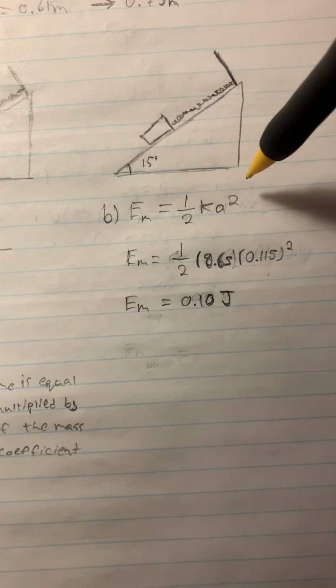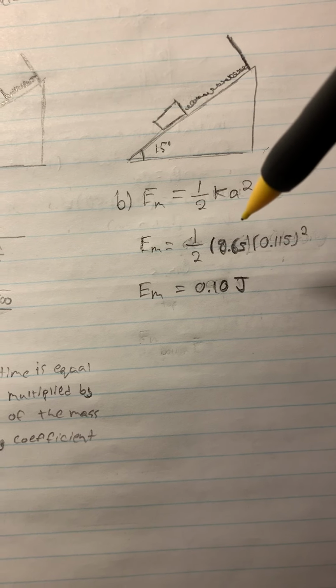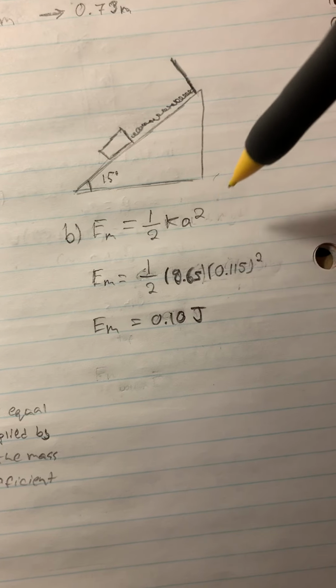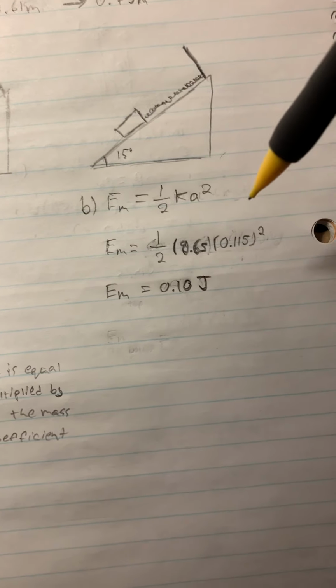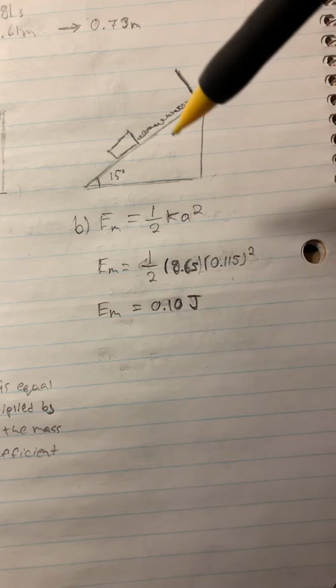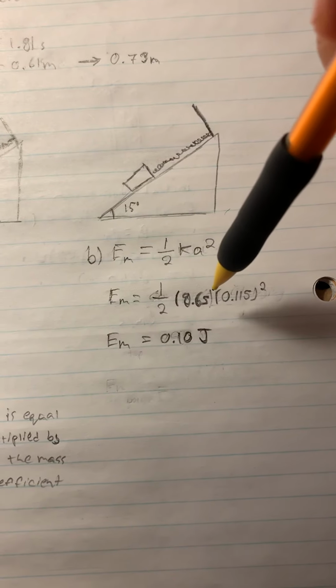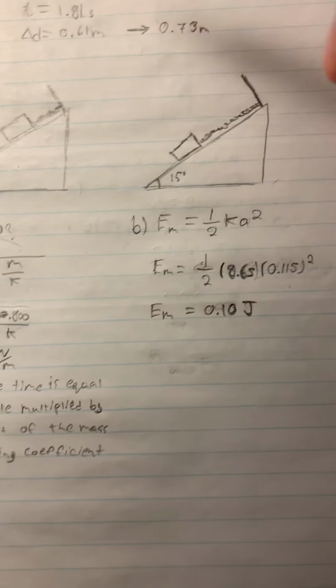So for the mechanical energy, I just used the classical equation. Mechanical energy equals half k a squared, with a being the amplitude and k being the coefficient that I developed in one of the earlier steps. And overall, I got around 0.10 joules for my value.